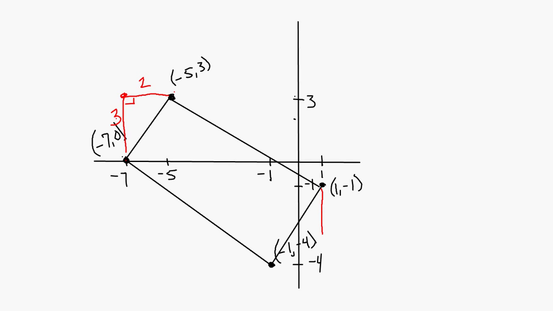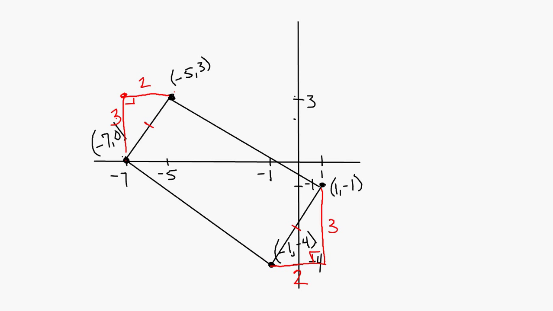Go down here, drop this down, and drop it horizontal. What's your vertical change? 3. And what's your horizontal change? You're going from negative 1 to 1, so what's that change? 2. So you have a right triangle with legs of 3 and 2, and a right triangle with legs of 3 and 2. Are those hypotenuses congruent? Yes. So that piece is the same as that piece.